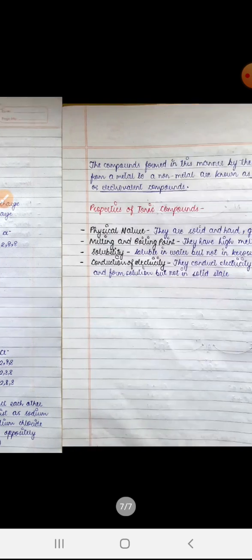Now see, the compounds formed in this manner by the transfer of electrons from a metal to a non-metal are known as ionic compounds or electrovalent compounds. Okay. Now we'll discuss a few further properties of ionic compounds.